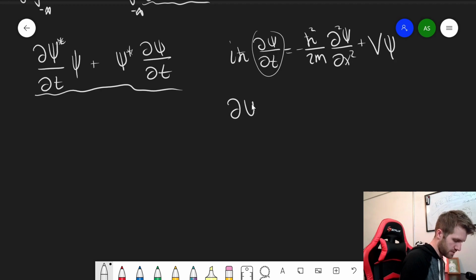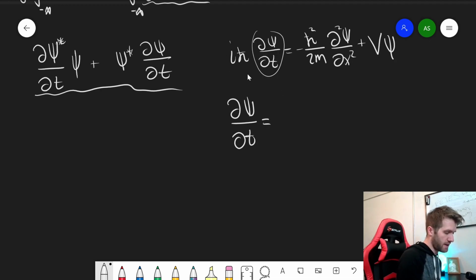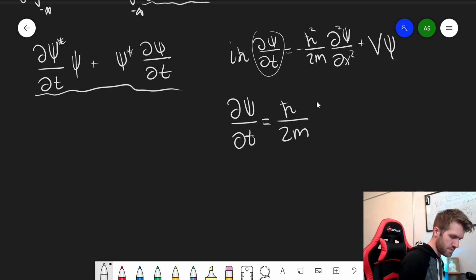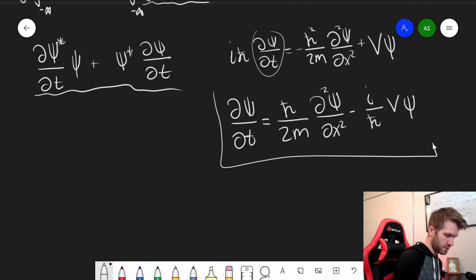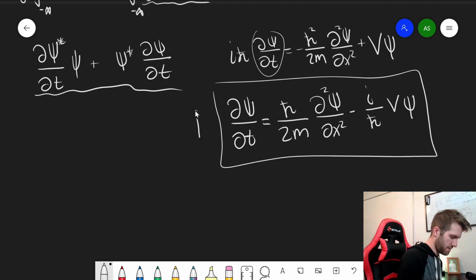We're going to have d psi dt. Alright, well, if we divide out that imaginary part here, I'm going to bring it up to the numerator, which cancels that negative sign. So we're going to have h bar over 2m times d squared psi dx squared, and that is going to be minus i over h bar V psi. Okay, so we have our first equation that we're going to be popping in there.